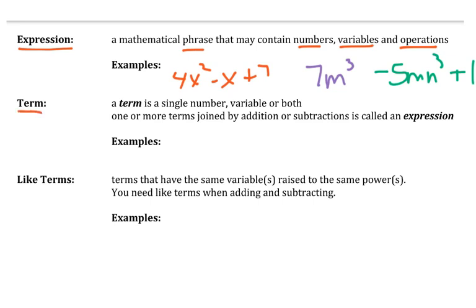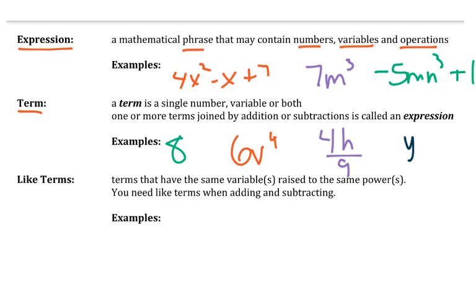So a term is a single number, variable, or it could be a combination. One or more terms that are joined by addition or subtraction would make an expression. So when you have addition and subtraction, then that takes us from one term to the other term. So an example of one term would be 8. That's one term. Another example of one term would be 6v to the fourth. That is one term. Another example of one term would be 4h over 9. That is one term. As long as you only have multiplication and division, you are only talking about one term. And another example would be y.